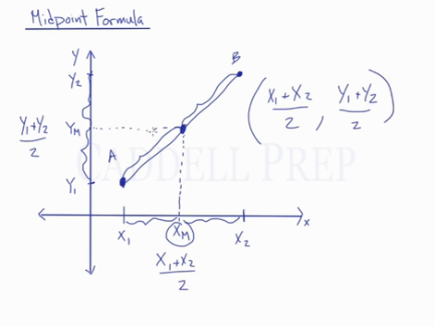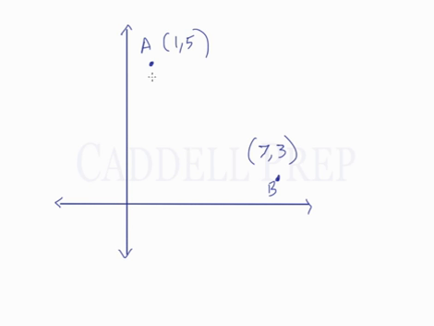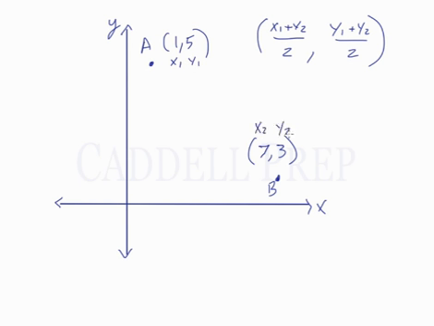So let's look at an example. Here we have point A is (1, 5), and point B is (7, 3). This, of course, is the x-axis and the y-axis. So if we want to find the midpoint of these 2 points, we just have to use our formula. The average of the x's and the average of the y's. You might want to just label each coordinate so we don't make any mistakes. We'll call this x1, y1 and x2, y2.